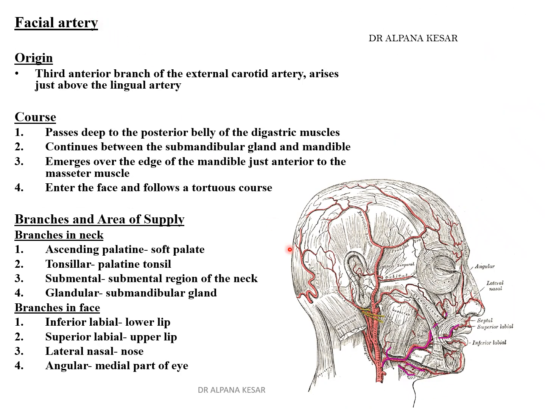Facial artery. This is the facial artery. The facial artery is yet another artery that arises from the anterior surface of the external carotid artery. It arises just above the lingual artery, above the tip of the greater horn of the hyoid bone.